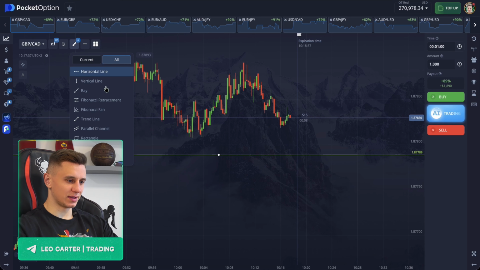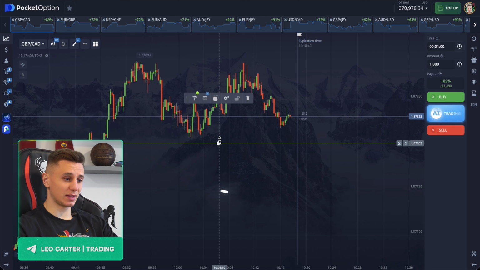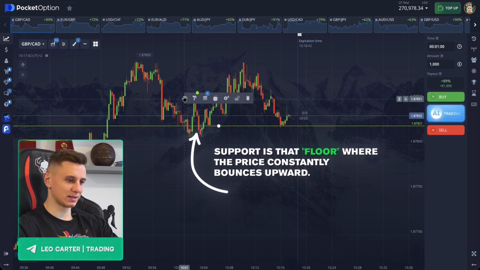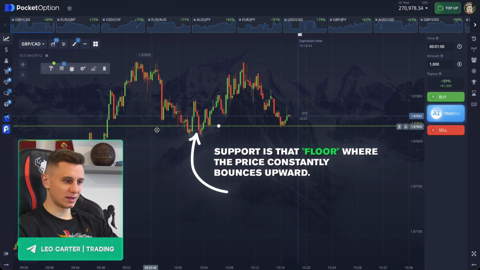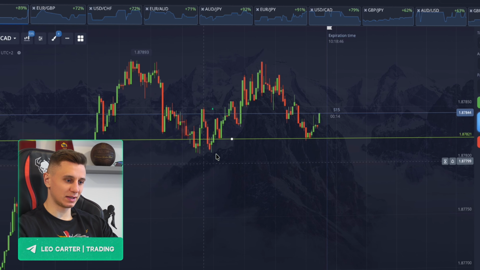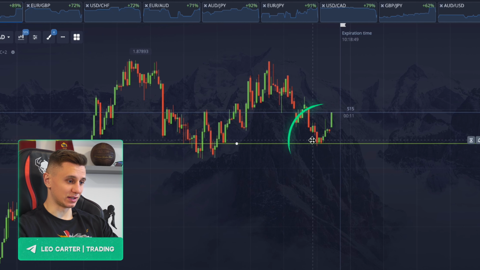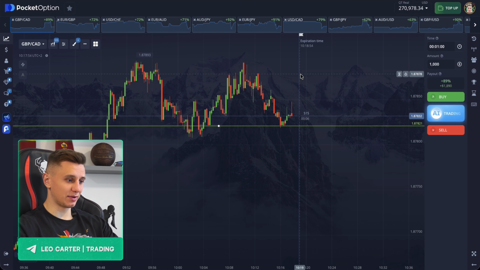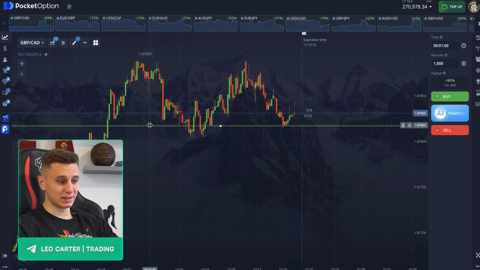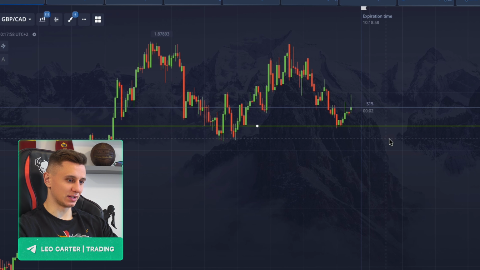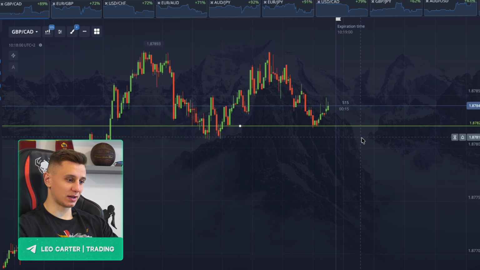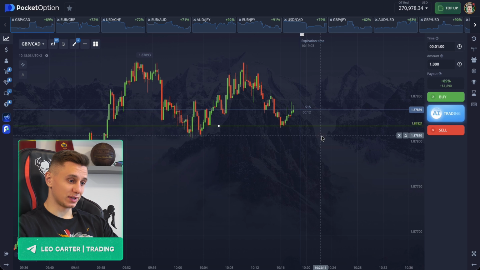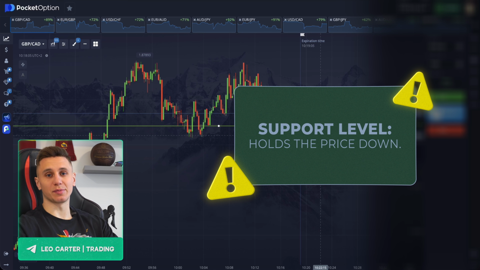Okay, let's start with the support level. Support is that floor where the price constantly bounces upward. I marked this line on the chart. Look, the price came here once, then a second time, and then reversed again. This means the market seems to be finding support at this point. I see that the price has also touched this level now, and I fully expect growth from here. This is what a support level does. It holds the price down.